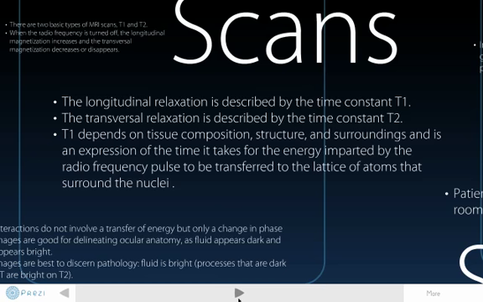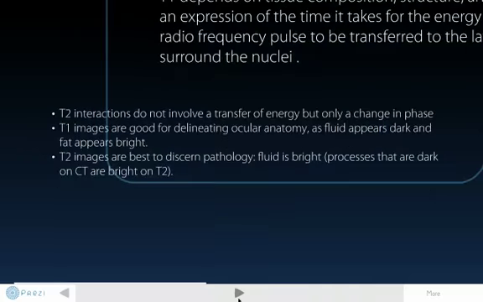T1 depends on tissue composition, structure, and surroundings, and is an expression of the time it takes for the energy imparted by the radio frequency pulse to be transferred to the lattice of atoms that surround the nuclei. T2 interactions do not involve a transfer of energy, but only a change in phase.